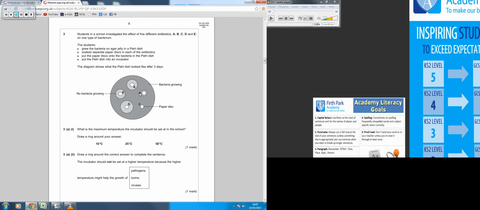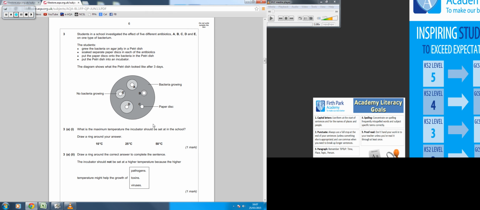Next one, quite a bit of information here to go through. So we've got 5 different antibiotics, so A, B, C, D and E on one type of bacteria. So we've got our plate there with the paper discs. So they grew the bacteria on agar jelly in a petri dish, soaked the separate paper discs in each of the antibiotics, put the paper disc onto the bacteria in the petri dish and put the petri dish into an incubator. And that's what it looked like after 3 days. So the lighter grey is where no bacteria are growing.